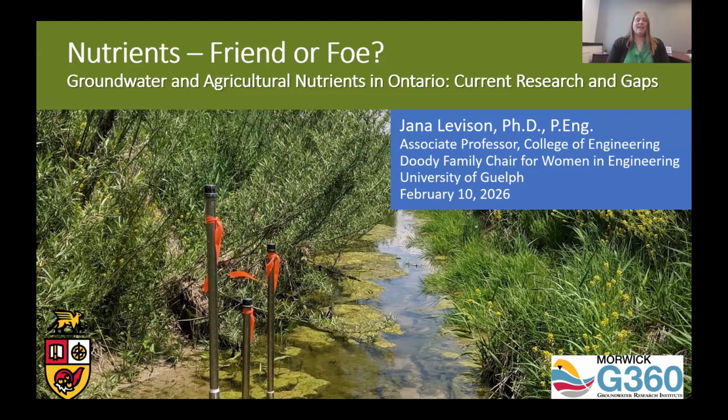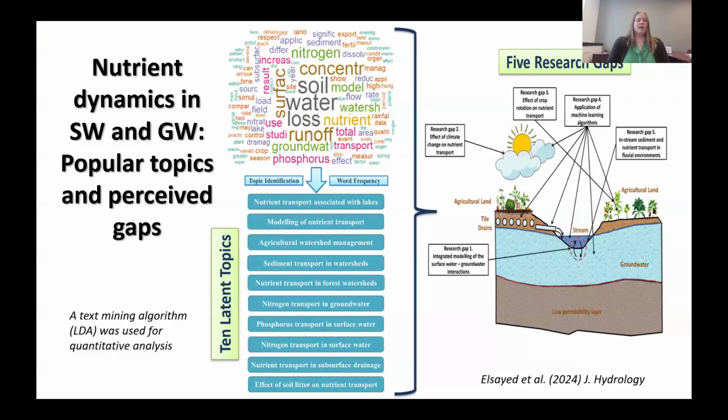That's really exciting. So a lot of my research focuses on the interactions of agriculture and rural life with groundwater quality and quantity. So I'm going to touch on that a little bit today. First, I just wanted to highlight a study that a postdoc of mine and some other students have done that's a literature review. So it's a quantitative literature review. They used a text mining algorithm for quantitative analysis.